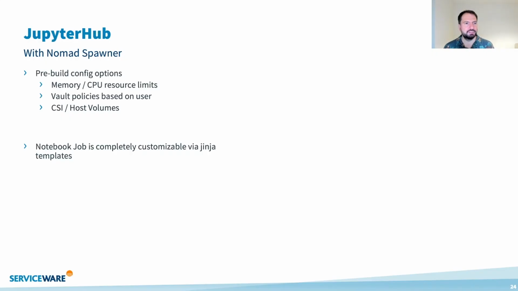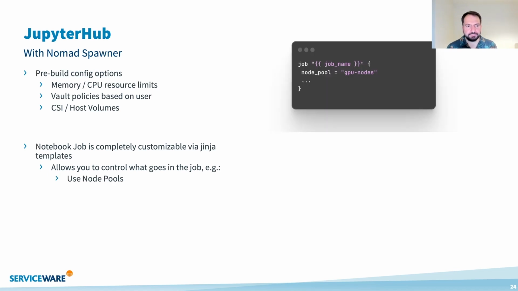So back to the JupyterHub, there are more pre-built features in there. For example, you have memory and CPU resource limits you can already configure in the options. You can set Vault policies based on the user that logs in to your Nomad spawner job file. There's even basic support for CSI and host volumes. And as said, the Nomad job is completely customizable via Jinja templates from Python. It allows you to control whatever goes into that job.